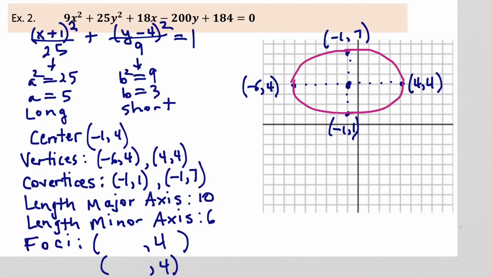To do that, I have to use my little equation that says C squared is equal to A squared minus B squared. So that means C squared is equal to 25 minus 9, which is equal to 16. So the square root of C squared is C. Square root of 16 is 4. So that means C is 4 this time, so we have a better behaved number. So I'm going to go out from the center, 1, 2, 3, 4. So here's one of them. And then in the other direction, 1, 2, 3, 4.